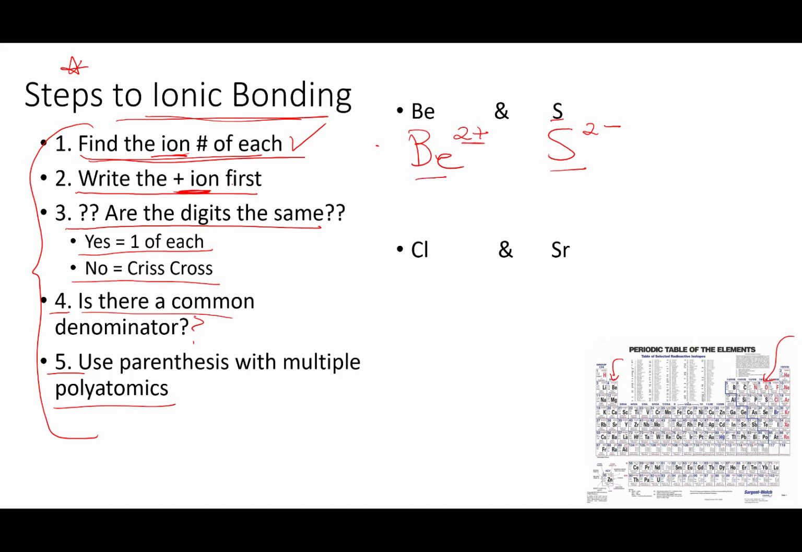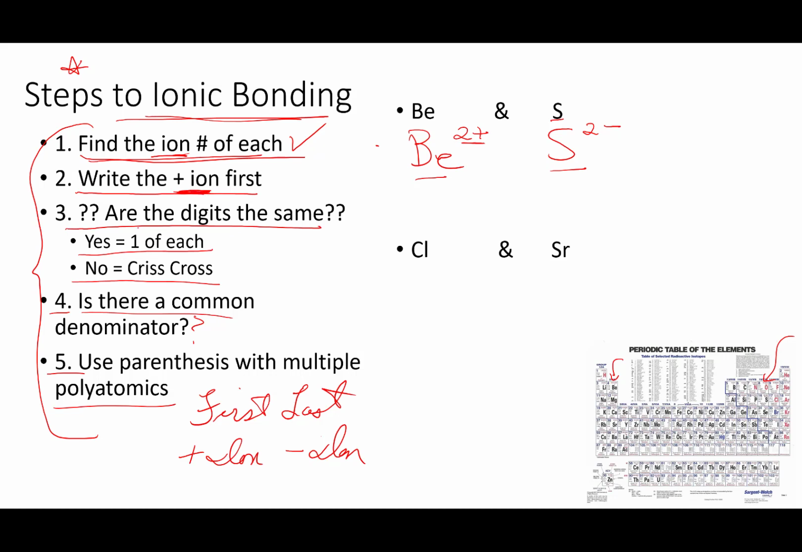Why is that a big deal? Well, when you write your name, you always write your first name and then your last name on a legal document. That's how it is done. In chemistry, we write the positive ion followed by the negative ion. When we name an ionic compound or write an ionic compound, that is how it is done. So that's why we have to have the positive one written first.